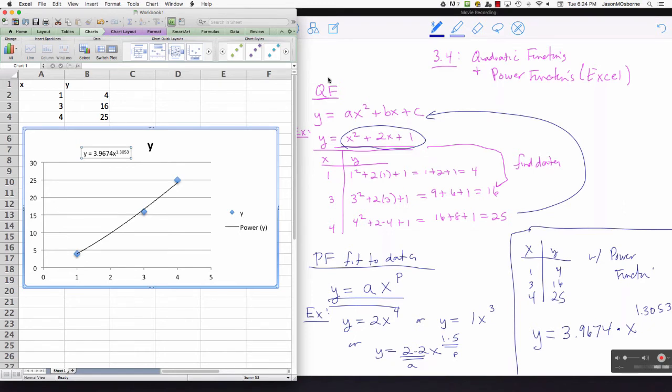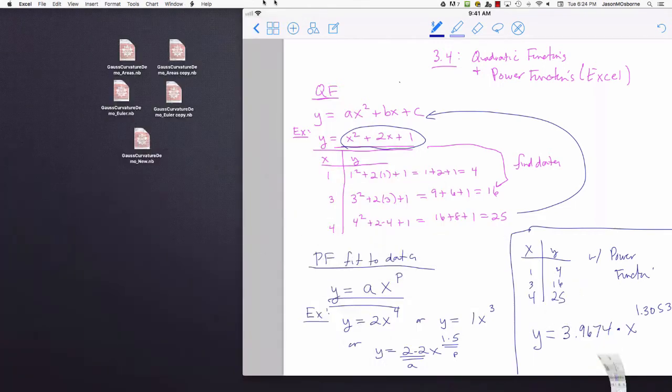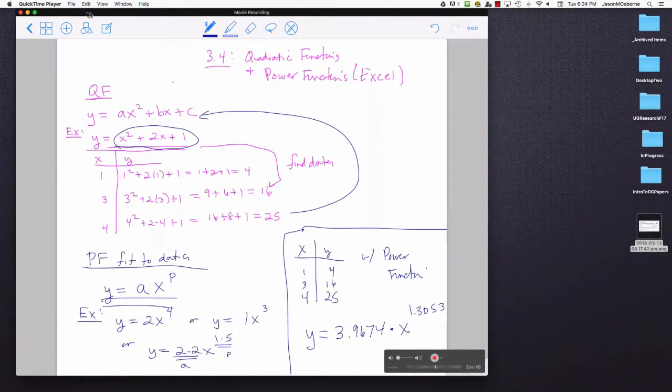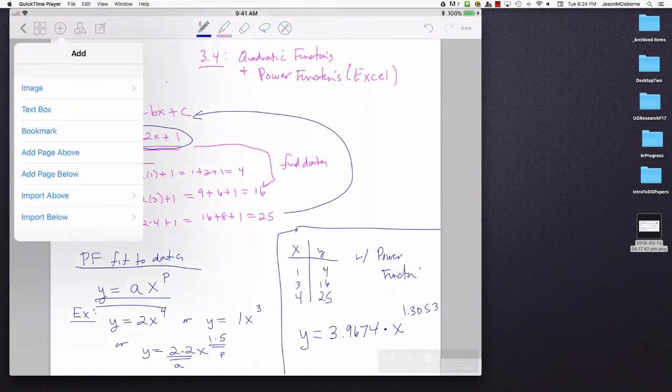Okay. Excel is not the only way you can find the quadratic fit. Let's talk about that now. So let's get rid of Excel because we won't need it anymore. Let's show that some of these problems you can do by hand. Okay, so let's see. Let's add a page below.